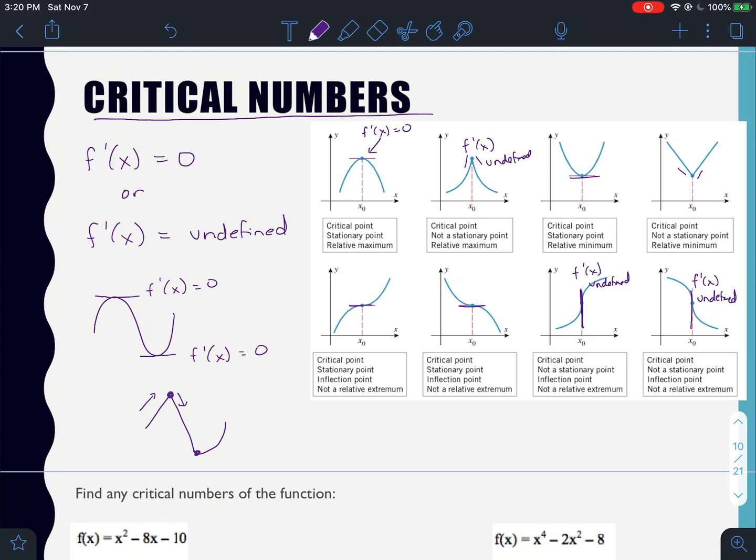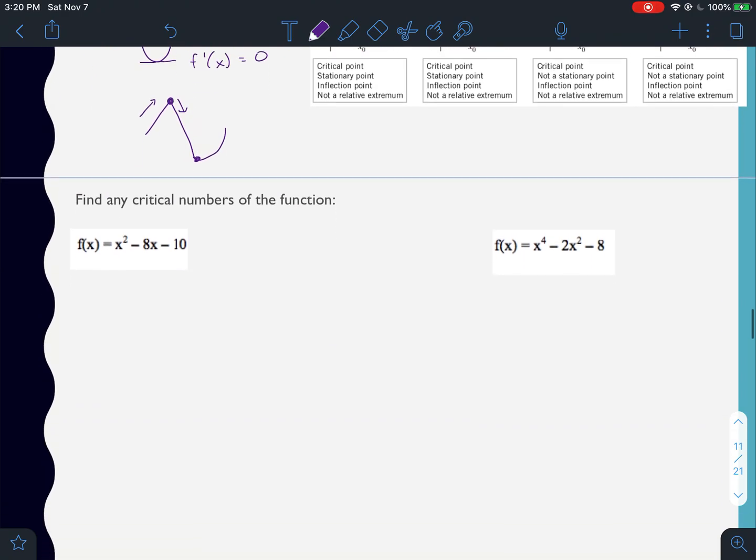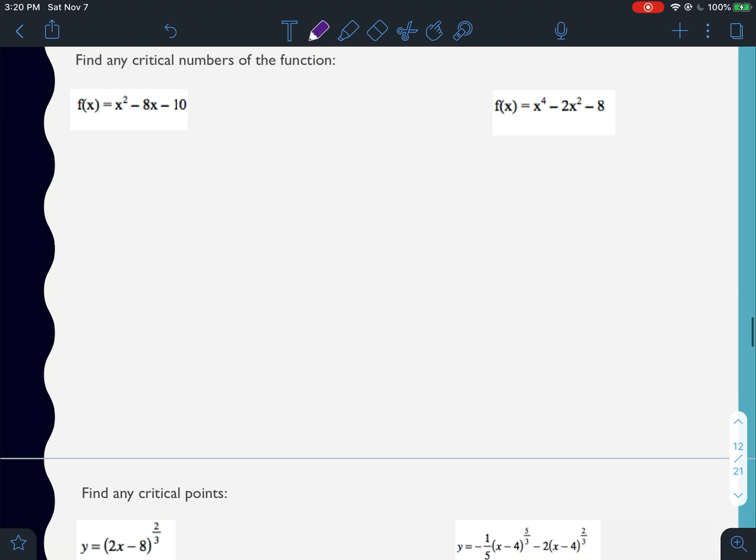Okay, so again, critical numbers occur anywhere where the derivative of your function is either 0 or undefined. So let's look at some examples and try and find the critical numbers. So if we want to find critical numbers of a function, again, we're looking for where the derivative is equal to 0 or the derivative is undefined.